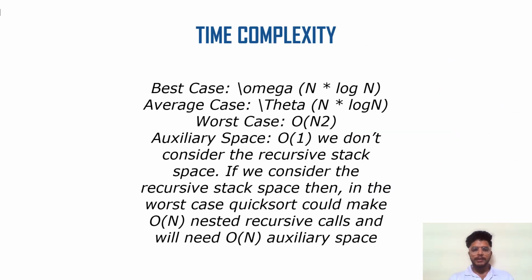Time complexity. Here we have three cases: best case, average case and worst case. In the best case we have omega of n star log n. In the average case, theta of n star log n. In the worst case we have O of n squared. Auxiliary space is O of n. We do not consider the recursive stack space, because if we consider the recursive stack space, then in the worst case quicksort could make n nested recursive calls and will need O of n auxiliary space.